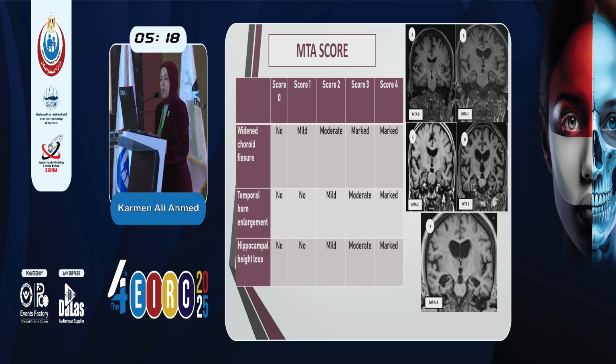According to the MTA score, score 0, there is no abnormality. Score 1, there is a mild widened choroid fissure. Score 2, there is a moderate widened choroid fissure, mild temporal horn enlargement, and mild hippocampal height loss. Score 3, marked widened choroid fissure, moderate temporal horn enlargement, moderate hippocampal height loss. And score 4, marked widened choroid fissure, marked temporal horn enlargement, and marked hippocampal height loss.